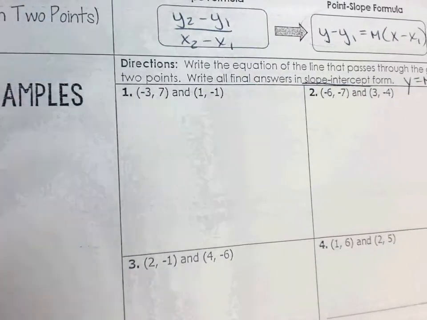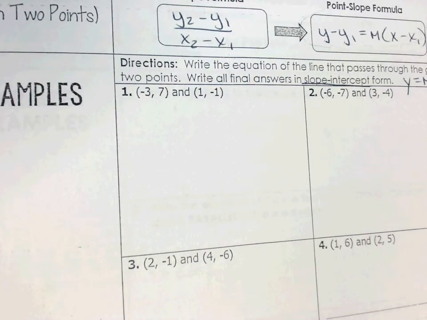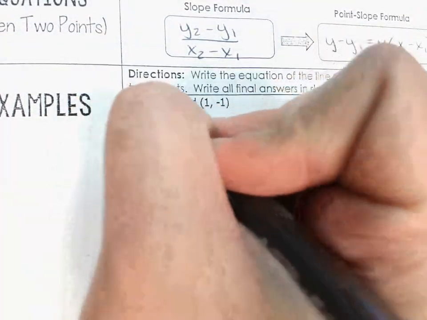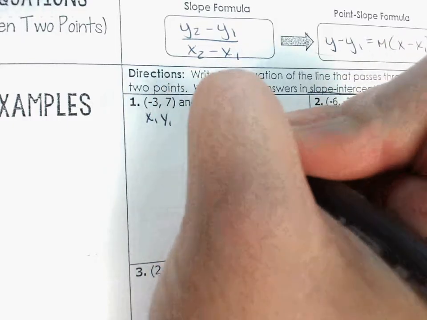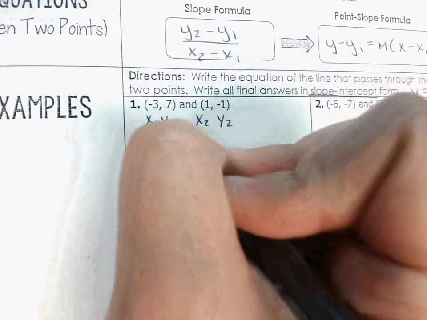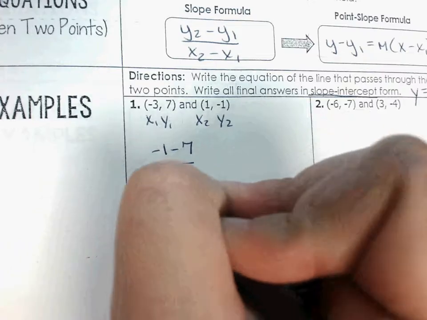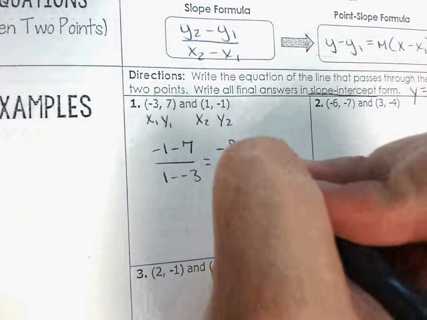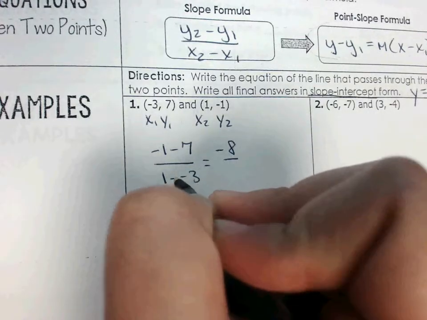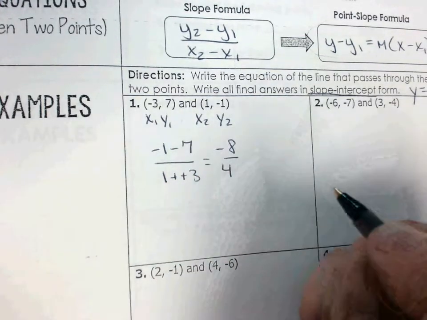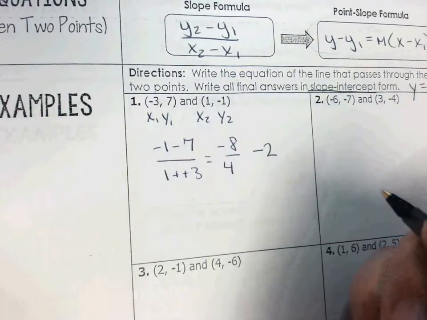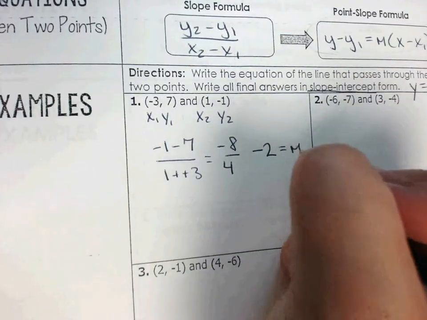So on number 1, if you're given 2 points, the first thing you need to do to write an equation is find your slope. So I'm going to go ahead and label. I get y2 minus y1 over x2 minus x1. -1 minus 7 is -8. 1 minus a -3 is going to give me 4. -8 divided by 4 is -2. So that's my slope.